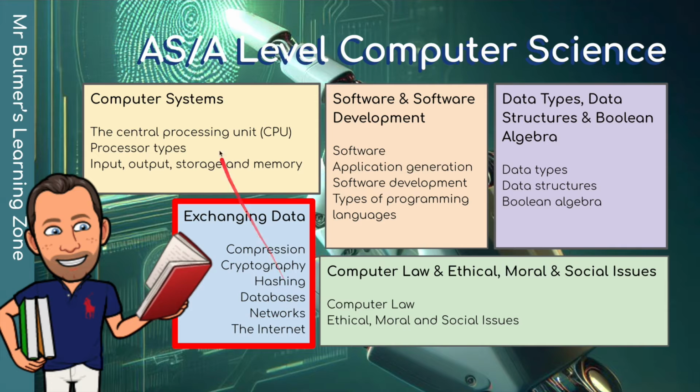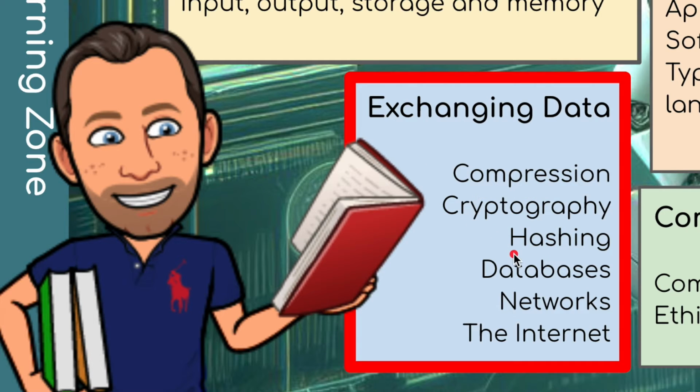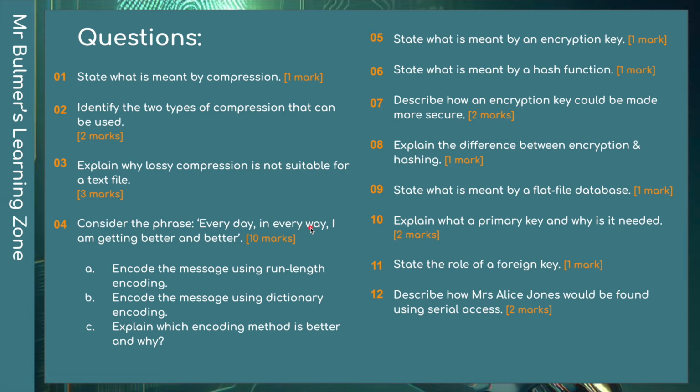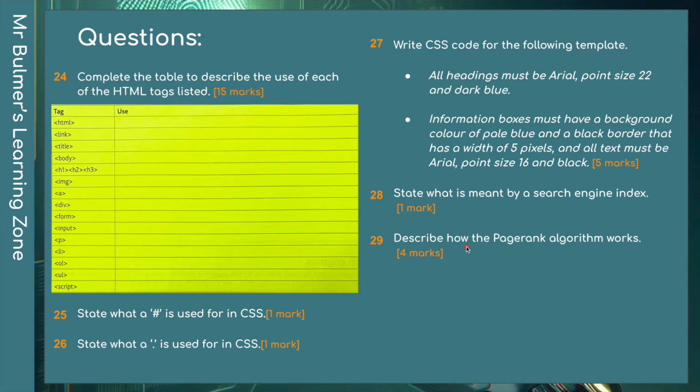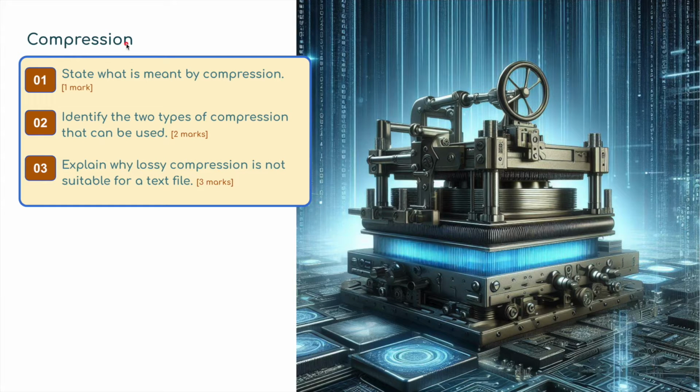Okay, as you can see here, it's broken up into 5 parts and we're going to be focusing this time on exchanging data. We're going to concentrate on the first 12 questions, ranging from 1 mark down to 10 marks, but it's quite a big topic, this one. It goes all the way up to 29 different questions. So we'll start off with the first 3 questions.